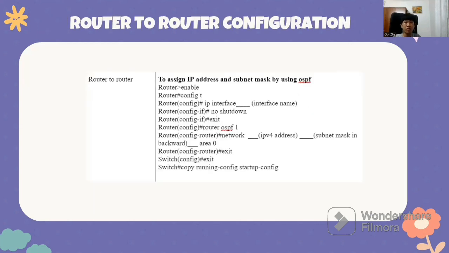Next, we do the configuration for router to router by assigning the IP address and subnet mask using OSPF. First, we need to enable, then config t, then interface name, no shutdown, exit, then router ospf 1, then network with the IP address and the subnet mask in area 0, then exit, and copy running-config startup-config to save.